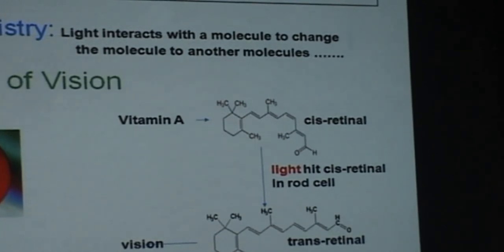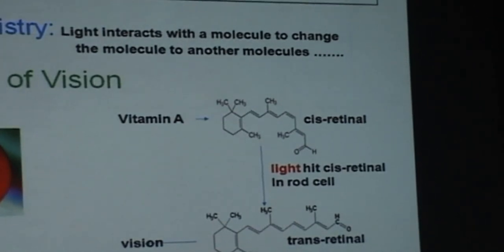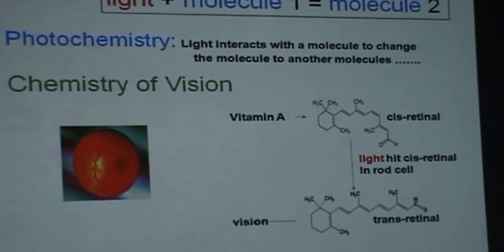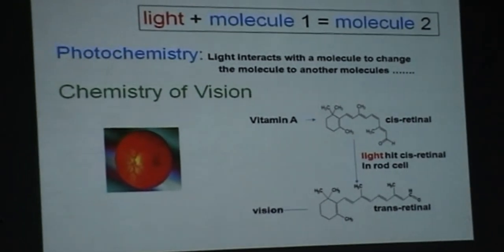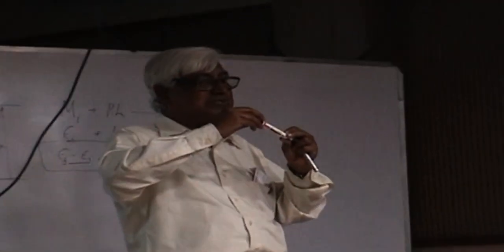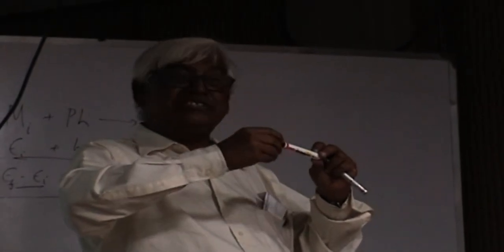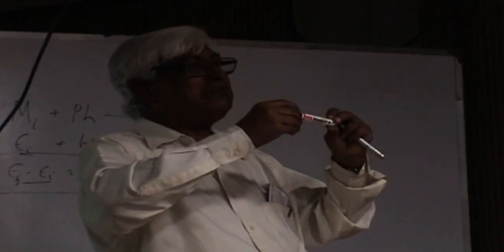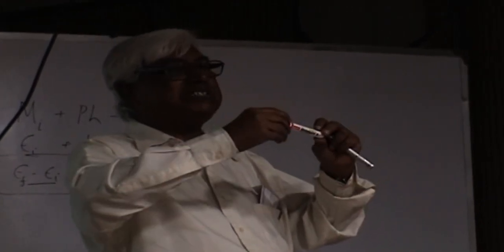In this photochemical process, cis-retinal plus light gives trans-retinal. That is the cis-trans transformation. Cis-trans transformation is not possible thermally, because when you have a double bond, in order to make a cis into a trans, one must have a rotation about the double bond. That is very difficult, as long as we have a double bond between C and C.